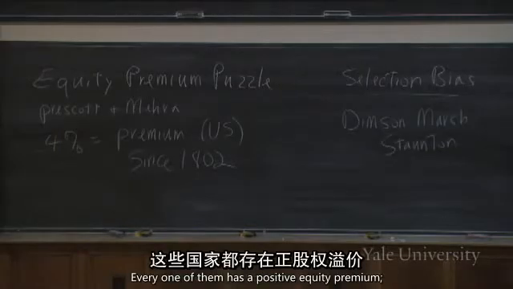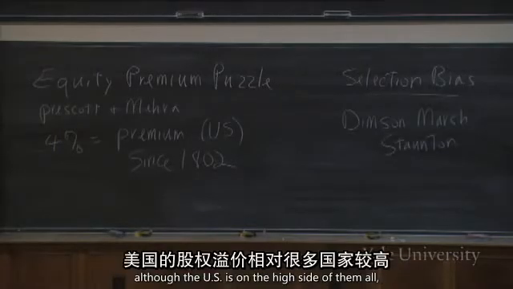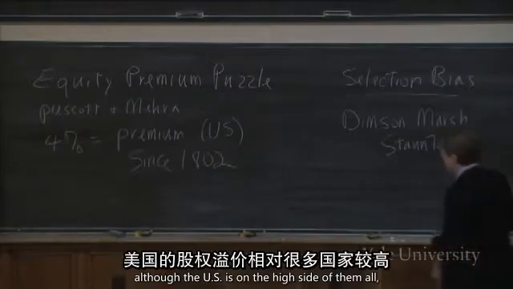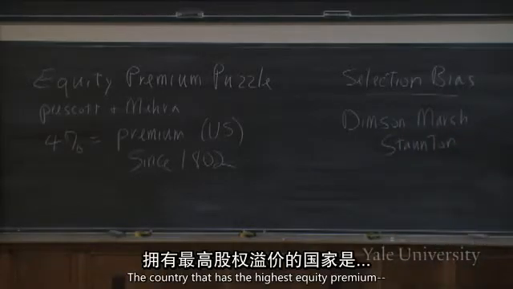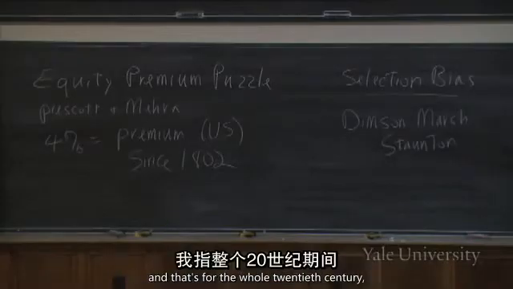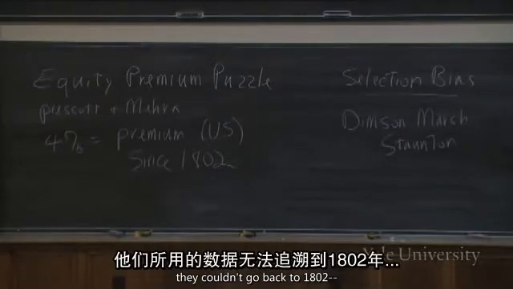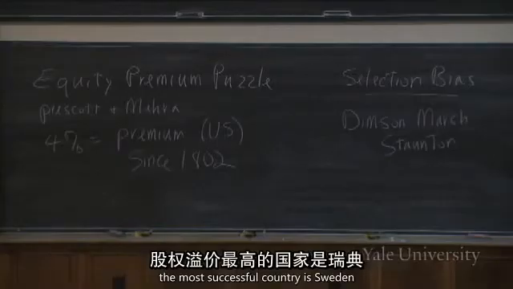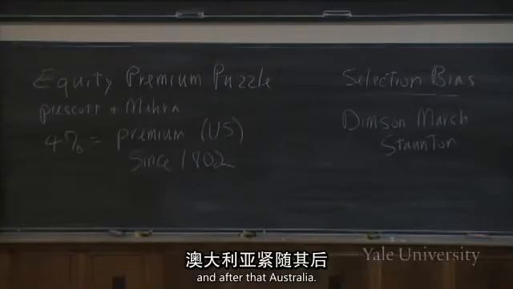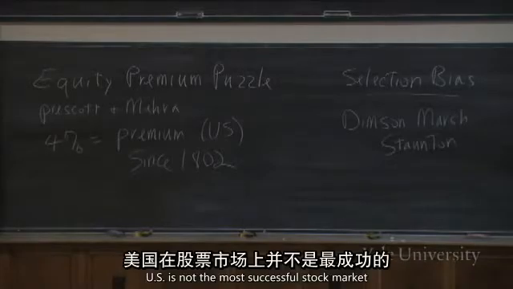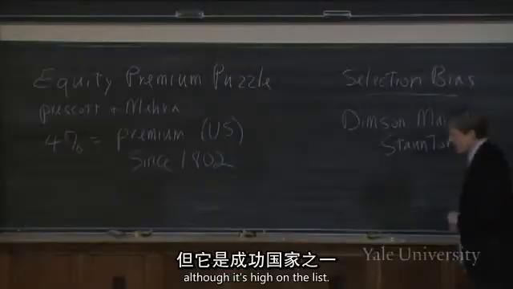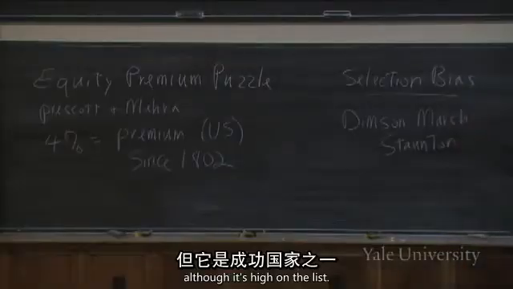Every one of them has a positive equity premium, although the US is on the high side of them all. It's not the best. The country that has the highest equity premium, and that's for the whole 20th century, they couldn't go back to 1802, the most successful country is Sweden, and after that, Australia. So the U.S. is not the most successful stock market, although it's high on the list.